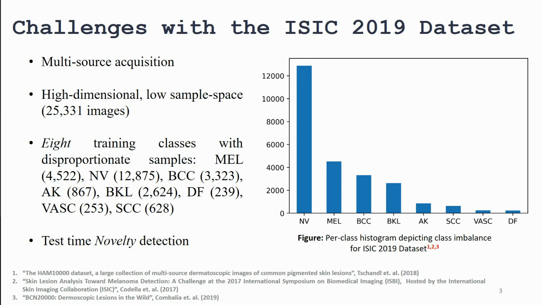The images in the dataset have been acquired from multiple sources. The 25,331 images are not uniformly distributed across the classes. This imbalance may be observed by contrasting the sample space for class NV against classes AK, SCC, VA, SC, and DF. The unknown class images are presented to our system at test time.